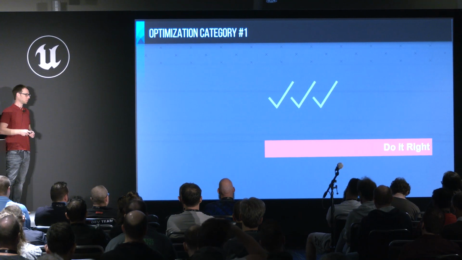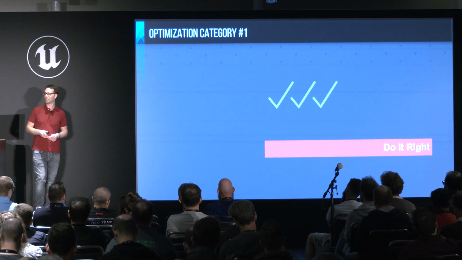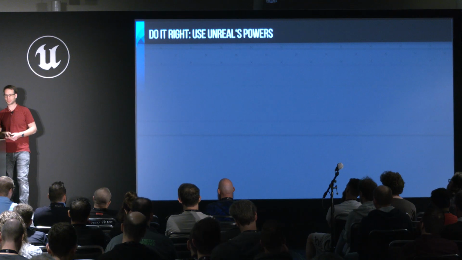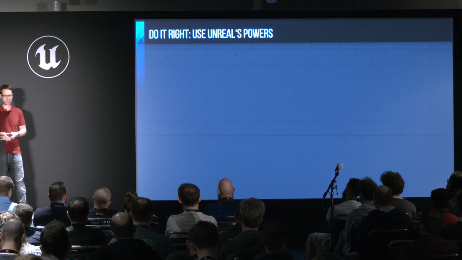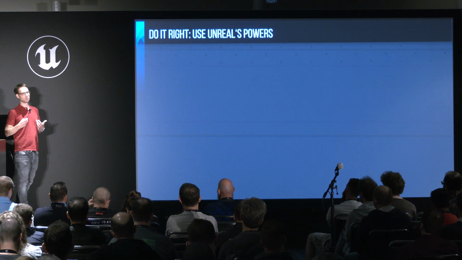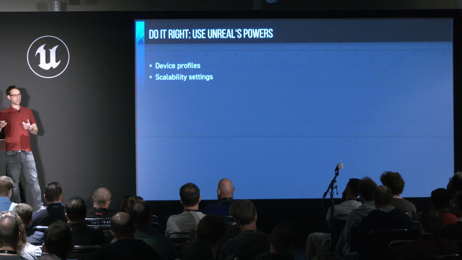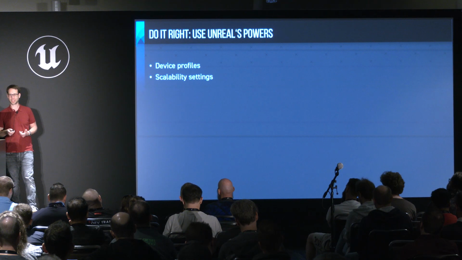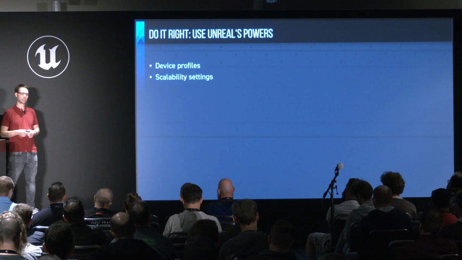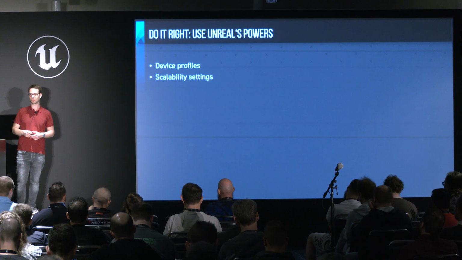All right, so I've categorized the different performance optimizations that we did into different categories. And the first one of these is doing it right, using the tools that you have properly. The first one very much is: use the power of Unreal, because it already gives you a lot of features and systems that you can use in order to improve your performance. So first off, you should definitely configure your device profiles and scalability settings properly for your game and for your target platform so that you have a basis that runs well on these and that you can then go and optimize performance even further from there.